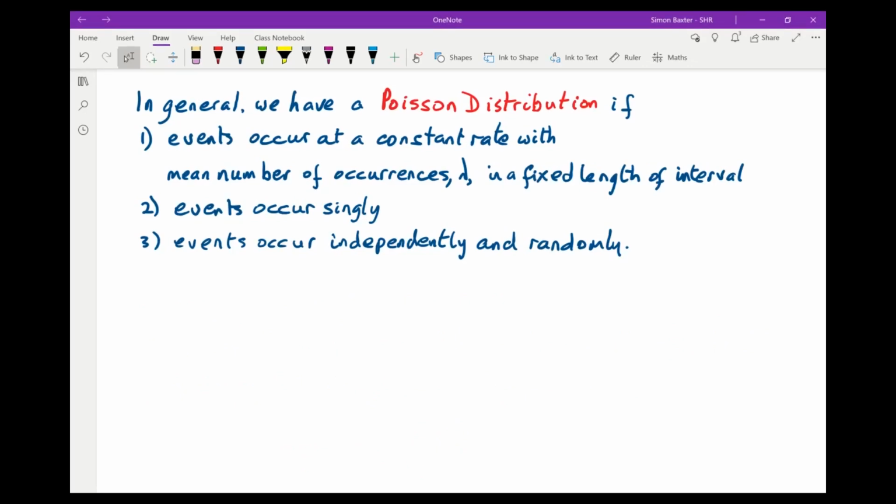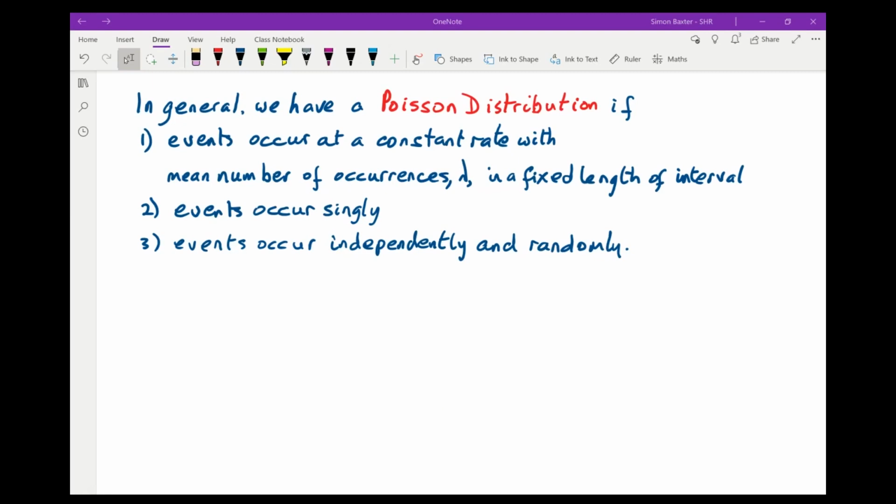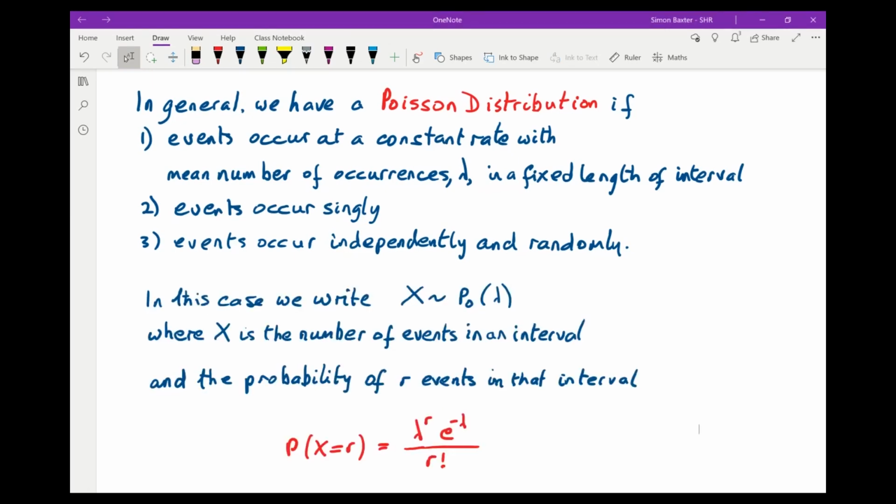In general, we have a Poisson distribution if we have events which occur at a constant rate with a mean number of occurrences lambda in a fixed length of interval, if the events occur singly, and if the events occur independently and randomly. In this case, we write X ~ Po(lambda). Po for Poisson, lambda is the mean number of occurrences in an interval, where X is the number of events or occurrences in that interval. And the probability of r events in that interval, the probability that X equals r, is lambda to the r, e to the minus lambda, over r factorial.